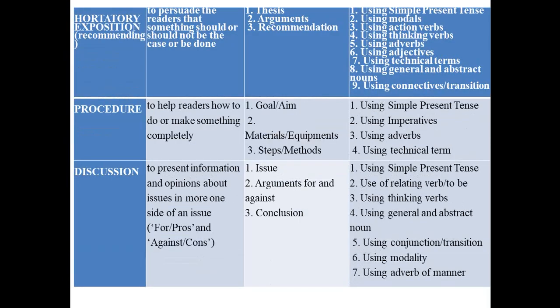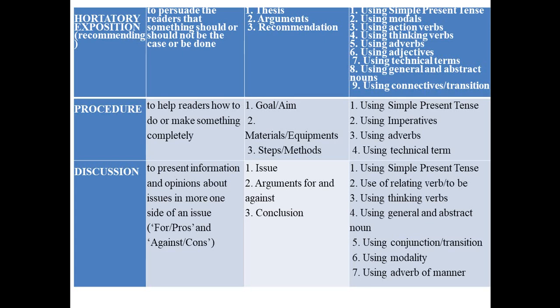The next type of genre, as we mentioned, is hortatory exposition, the next type of exposition. So this is also a type of genre. You can see it in column recommendations, for example. The purpose is to persuade the readers that something should or shouldn't be the case or be done. The structure is thesis, arguments, and recommendation.